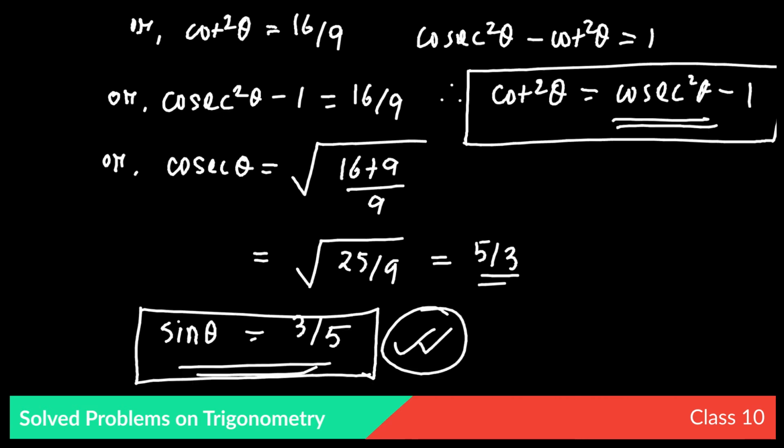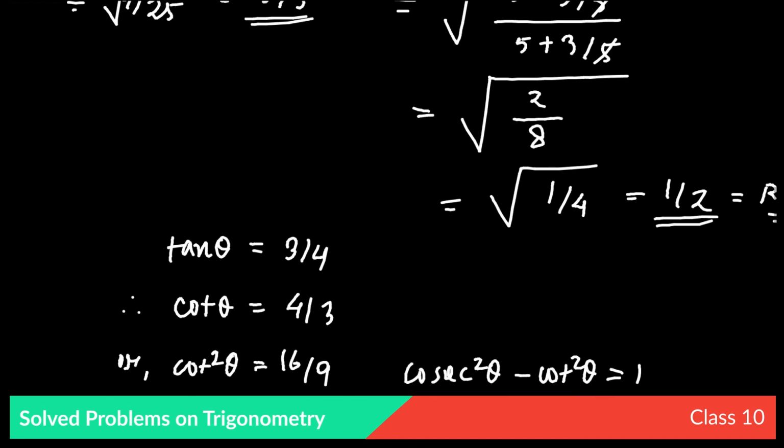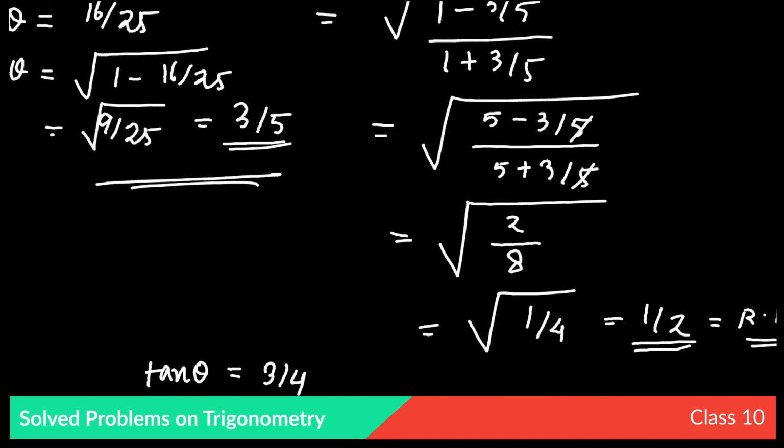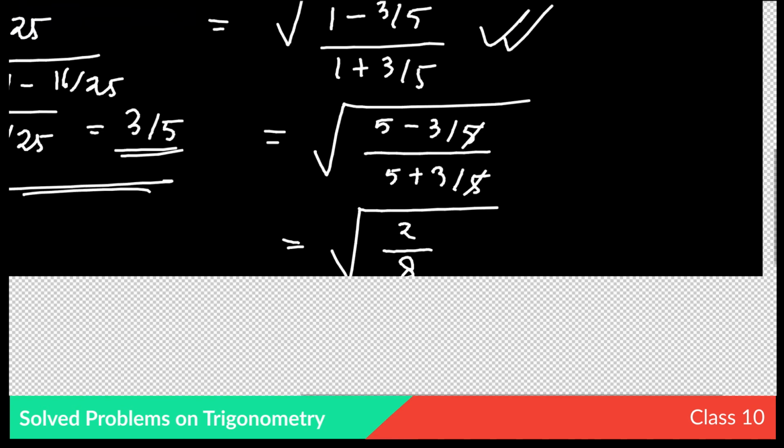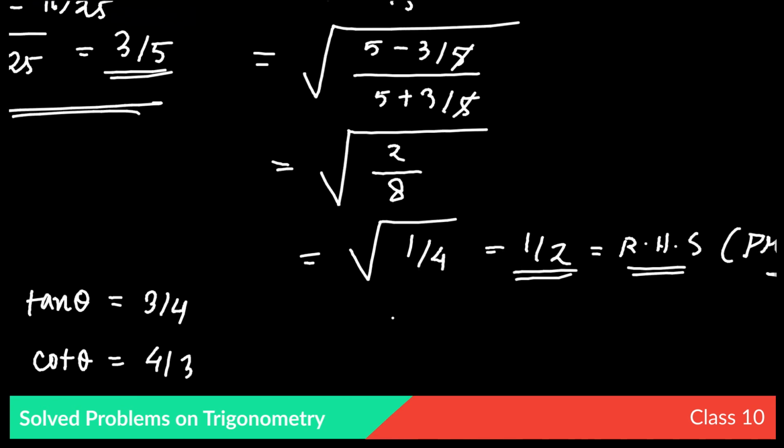So it is also 3 by 5, and in the previous one it is also 3 by 5. So after that, if you apply this, you will get the result. Okay, LHS is equal to RHS. So the next method that I have done is the short process. Okay, so it is true.